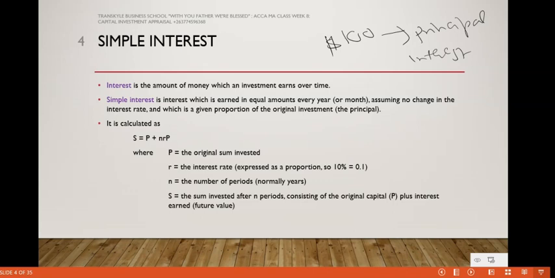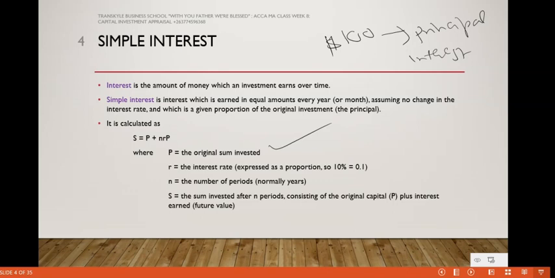So in the environment of simple interest, we are assuming that the interest rate is not going to change. All right. So there is a formula that is utilized whenever we want to determine amounts which accumulate to an individual under the simple interest environment. This is given by S is equal to P plus N multiplied by R multiplied by P. So P is the principal or the original sum invested.